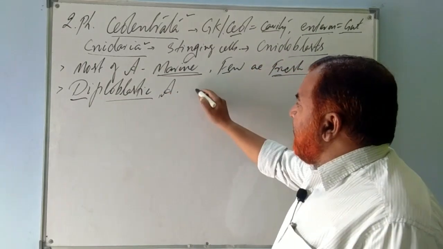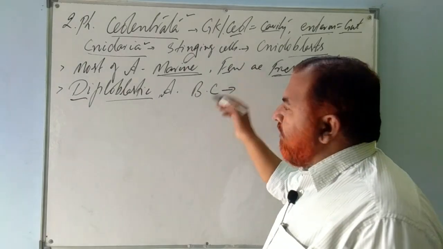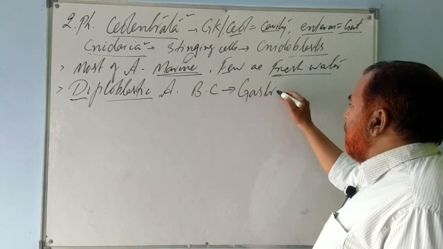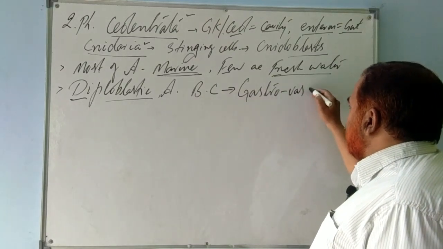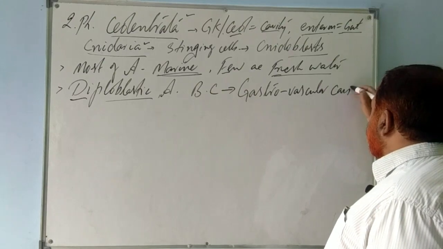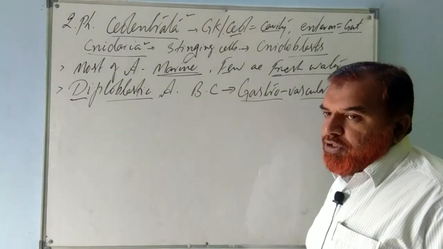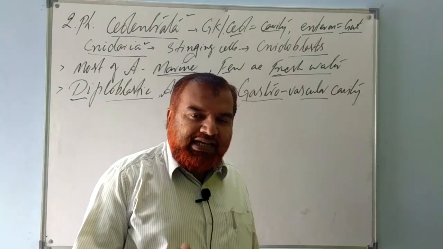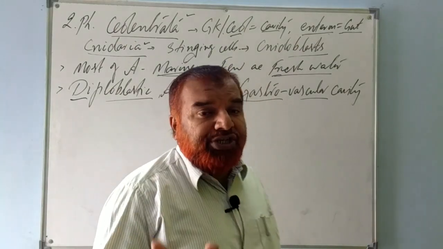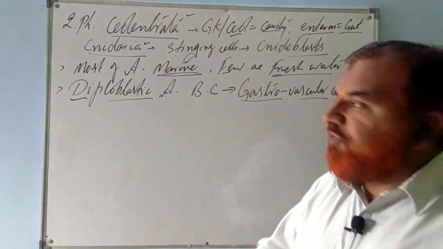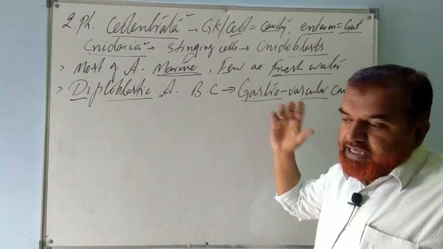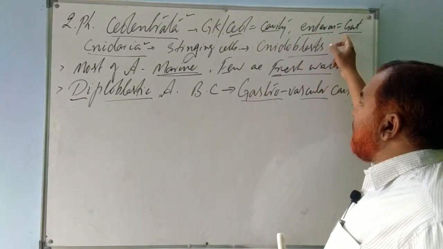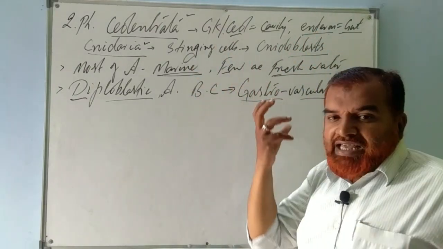Diploblastic animals, and they have a body cavity. What do they have? A body cavity, known as the gastrovascular cavity. As I told you, gastro refers to gastritis, gastric juice, gastric glands. Gastro refers to the stomach part. I told you about the enteron, which refers to that part. Right? They have a body cavity.